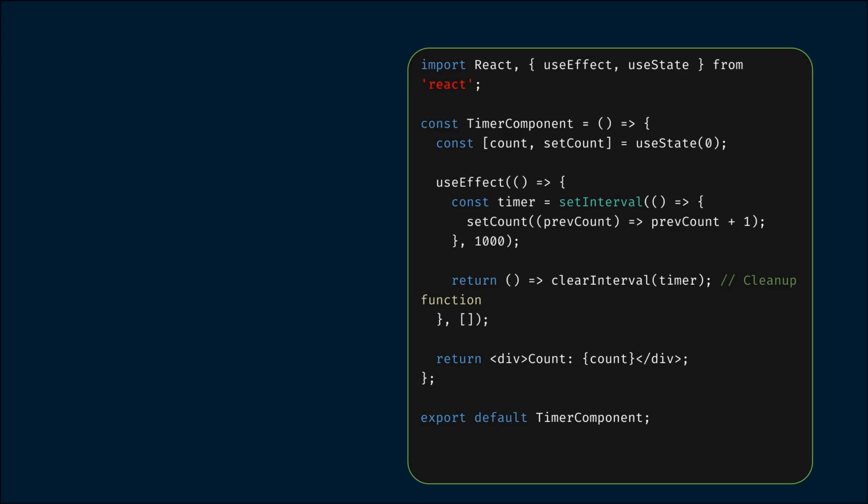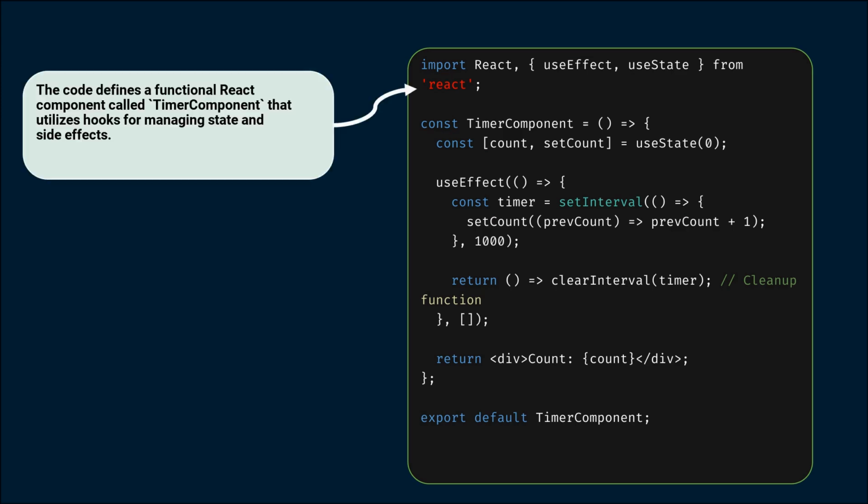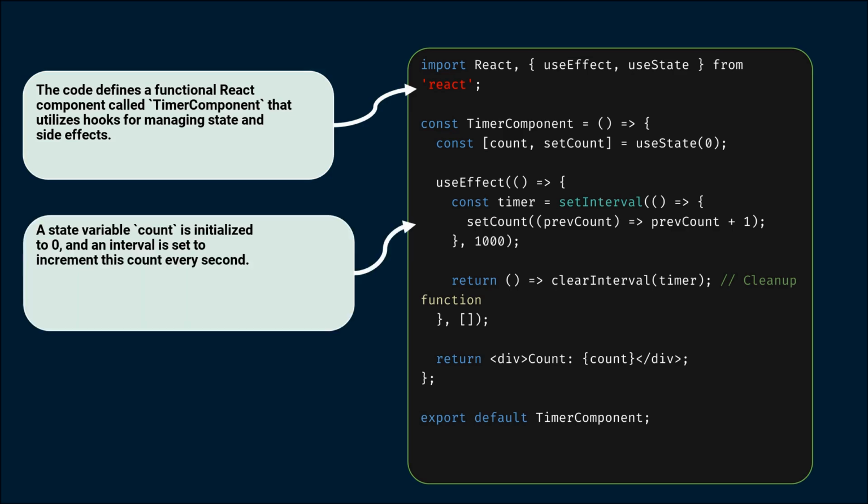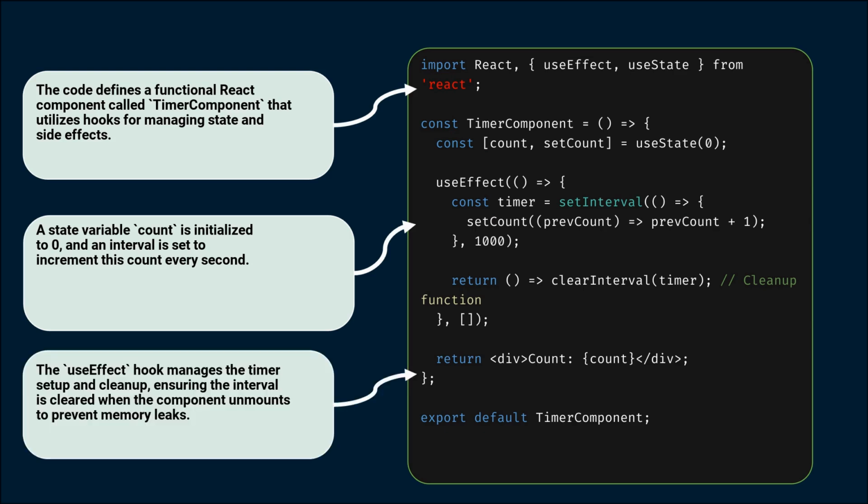Now let's implement a timer using the useEffect hook, which not only updates the count every second, but also ensures proper cleanup to avoid memory leaks. The component begins by setting up a state variable, count, initialized to 0. When the component mounts, the useEffect hook sets up an interval that increments the count by 1 every second using the setInterval function.